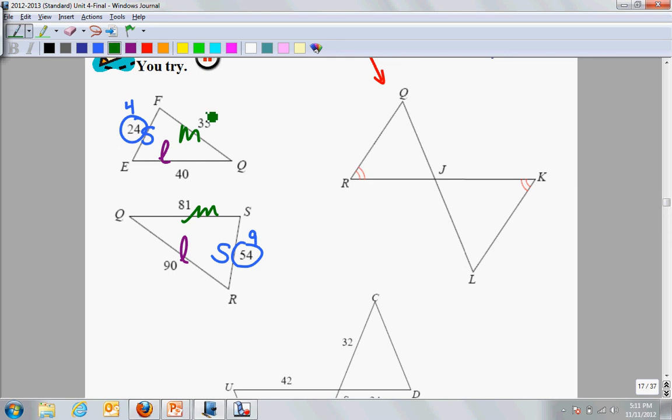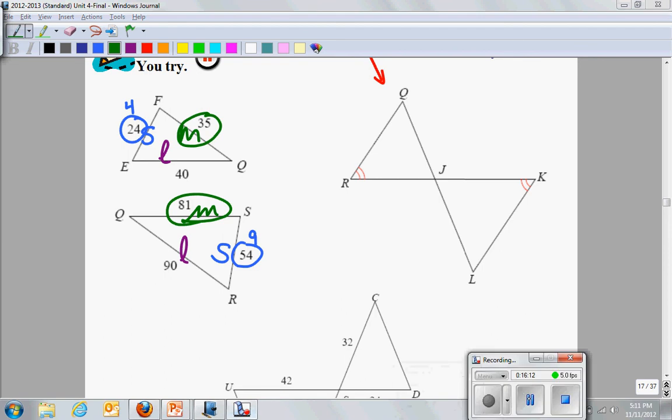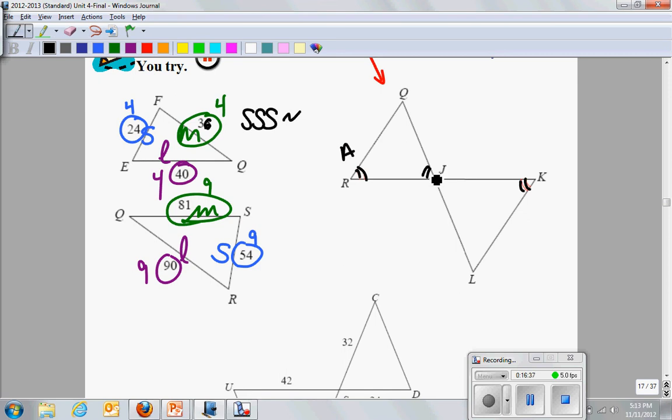Let's check here. And here, medium to medium. That's 36 there. 9 goes in there 4 times, and 9 goes in here 9 times. That's a 4 to 9 ratio. And then here, that's obviously a 4 to 9 ratio. So this one is side, side, side similarity. This one on the right, we have a pair of congruent angles, and then we have another pair of congruent angles. So this one is angle, angle similarity.